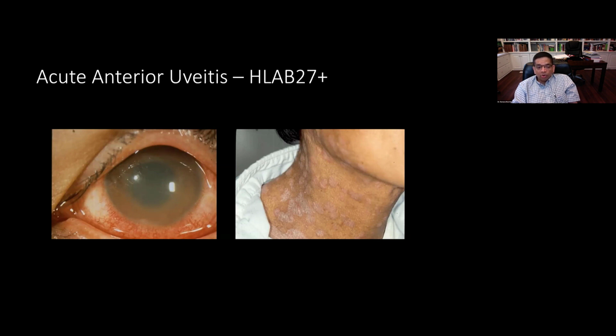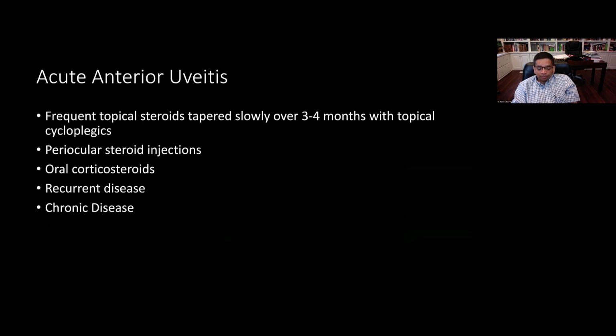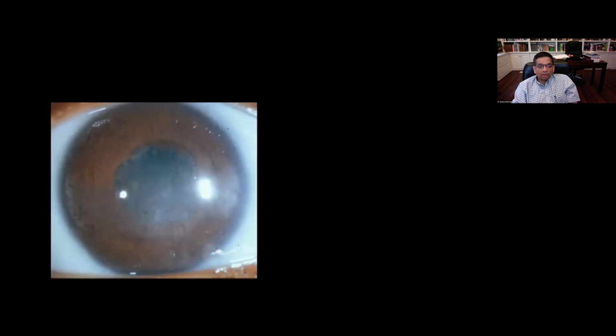Also, aggressive use of atropine in a case like this in the early cases to cycloplege and dilate the pupil is important. And once the inflammation is better controlled, we can switch from atropine to cyclopentolate, which is a milder mydriatic agent. So frequent topical steroid drops, tapered very slowly. Periocular steroids can also be done if it's unilateral. Oral corticosteroids can be done. Watch out for recurrent and chronic disease.